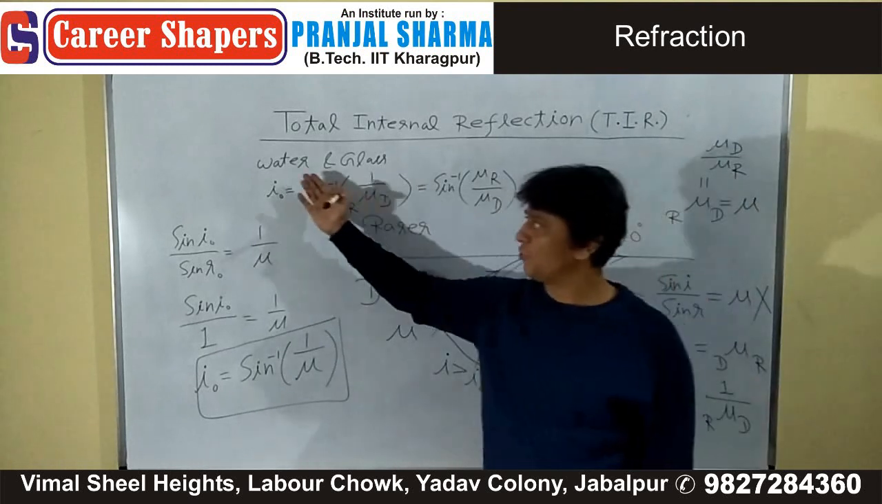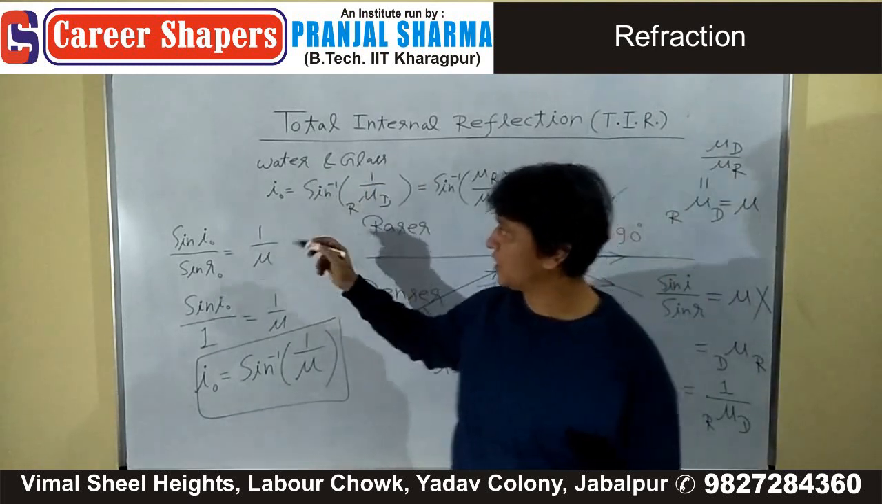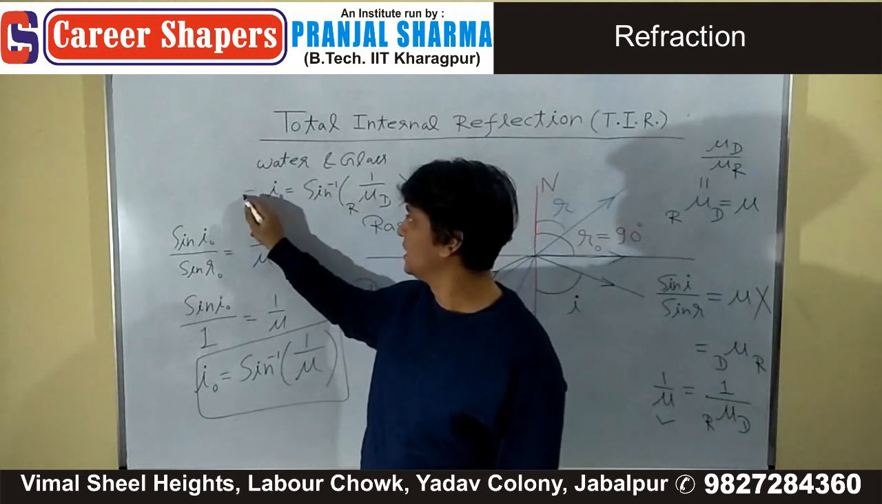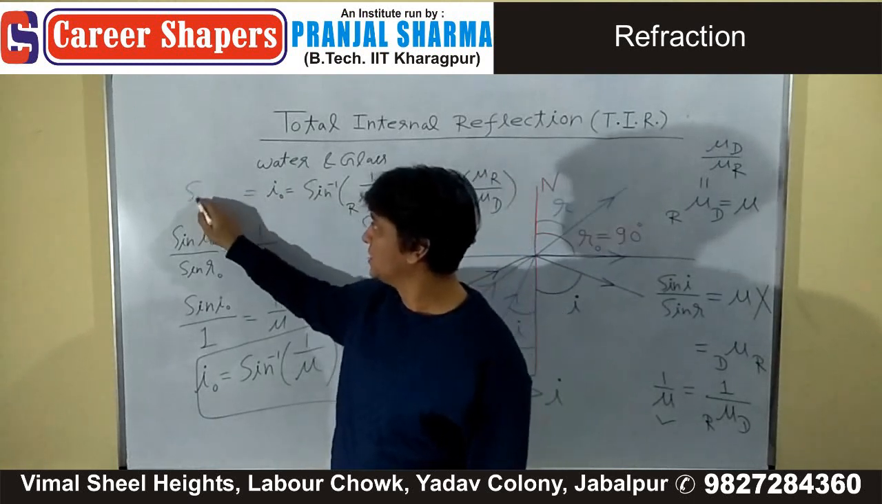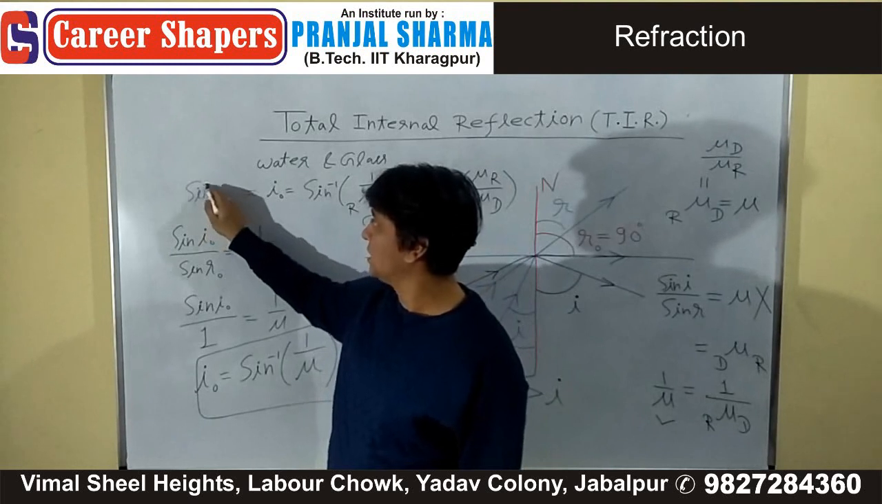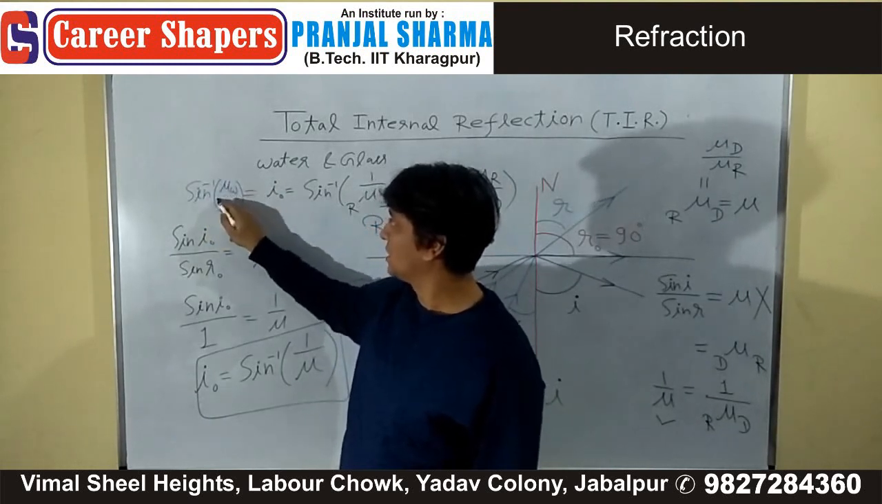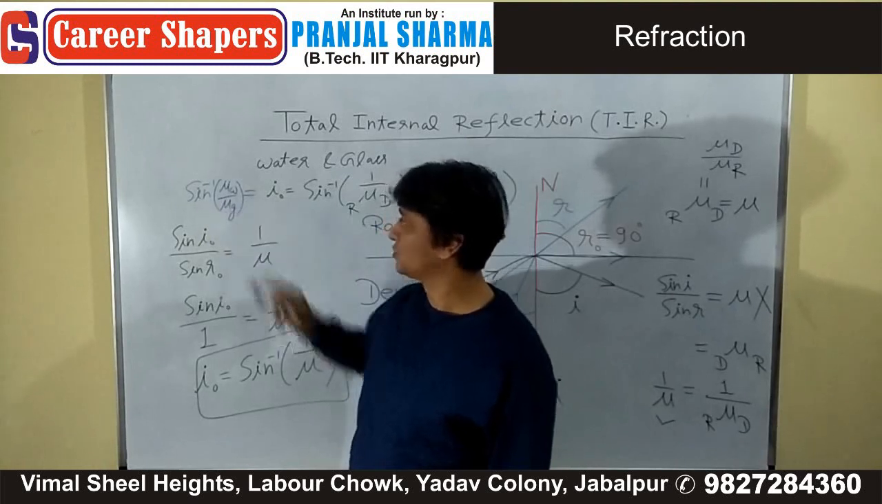Now, if you have water and glass, then you know which one is rarer and which one is denser, and therefore this becomes sine inverse, rarer is water and denser is what?